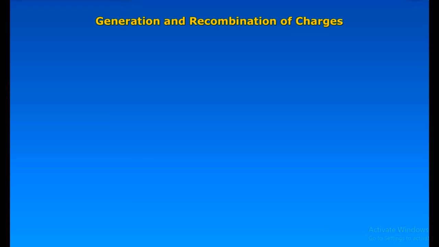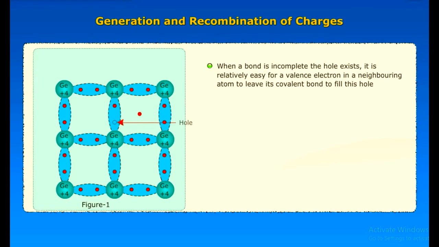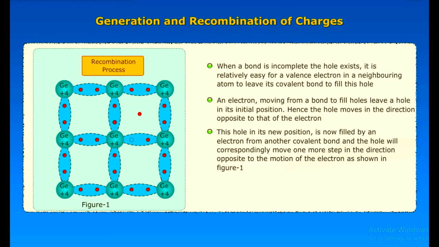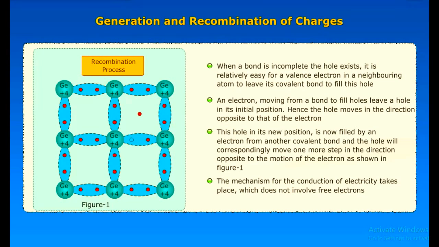Generation and recombination of charges. When a bond is incomplete, a hole exists. It is relatively easy for a valence electron in a neighboring atom to leave its covalent bond to fill this hole. An electron moving from a bond to fill a hole leaves a hole in its initial position. Hence, the hole moves in the direction opposite to that of the electron. This hole in its new position is now filled by an electron from another covalent bond, and the hole will correspondingly move one more step in the direction opposite to the motion of the electron, as shown in figure 1. This mechanism for the conduction of electricity does not involve free electrons.